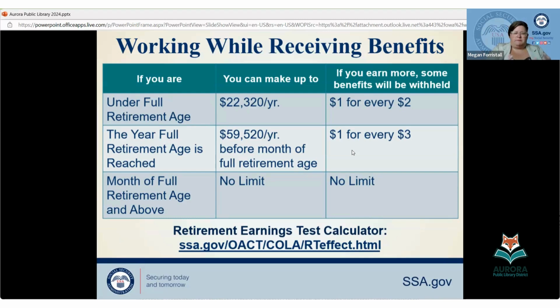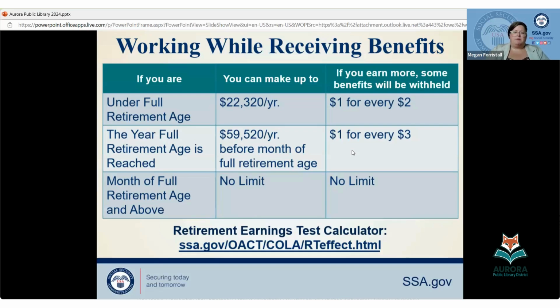And so if you're turning your full retirement age this month in September, it doesn't matter if you're turning it September 1st or September 29th. September is your full retirement age month. And so you could have made 59,520. We only hold $1 for every 3.